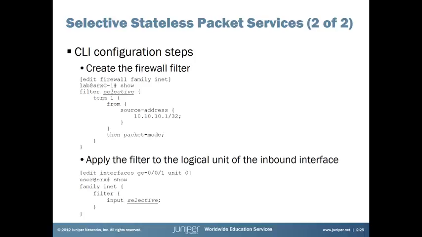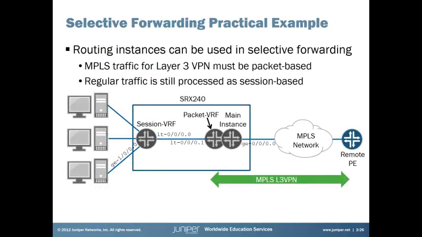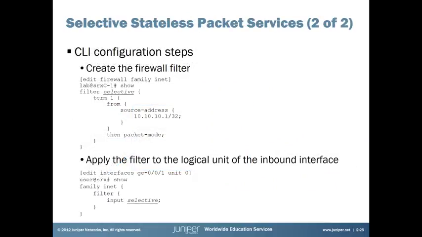We say, all traffic that comes from the 10.10.1/33 address is going to be packet mode traffic. And then we just apply that as an input filter onto our relevant interface. Once we do that, the result is, let's go back to the slide, all the traffic from that address will simply be diverted straight out to the egress interface. So it won't go through the session creation process at all.